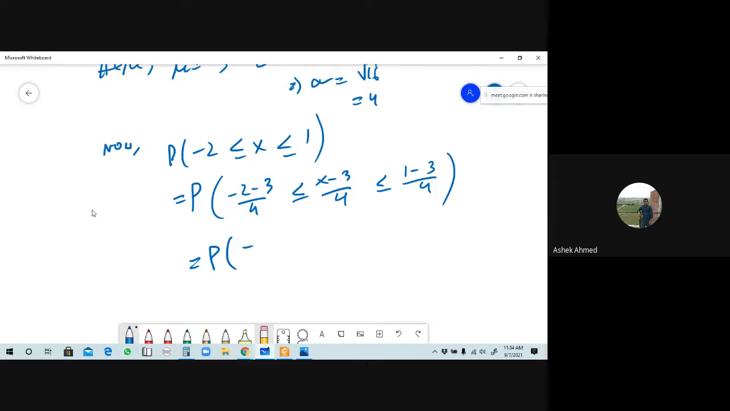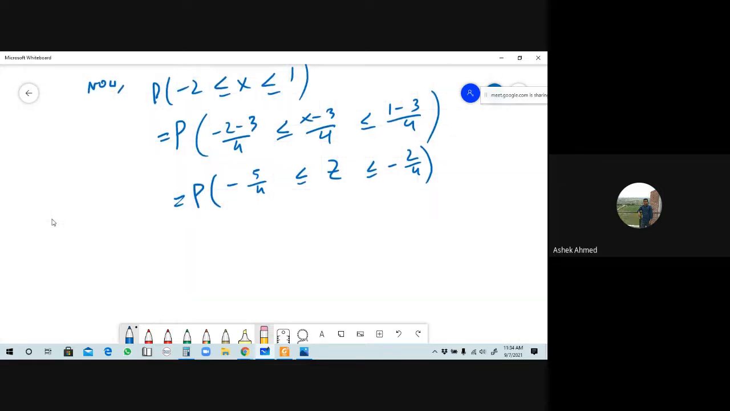-7/5 by 4 less than or equal to z. Okay, less than or equal to, what will this be? -2/4. Okay, so from here we can write the probability of, what will it be? -1.25 less than or equal to z less than or equal to, what will it be? -0.5. Understand?